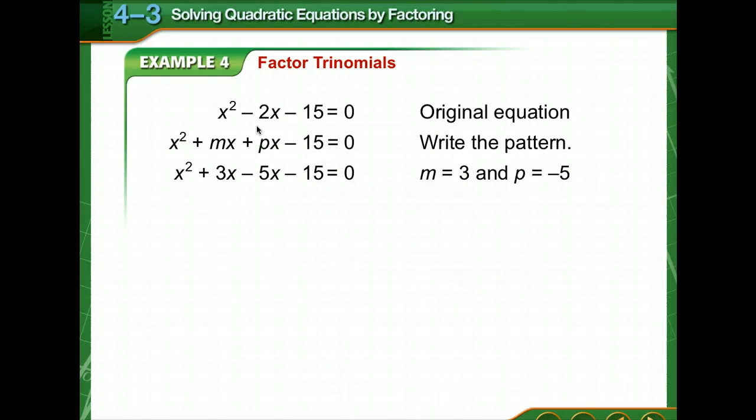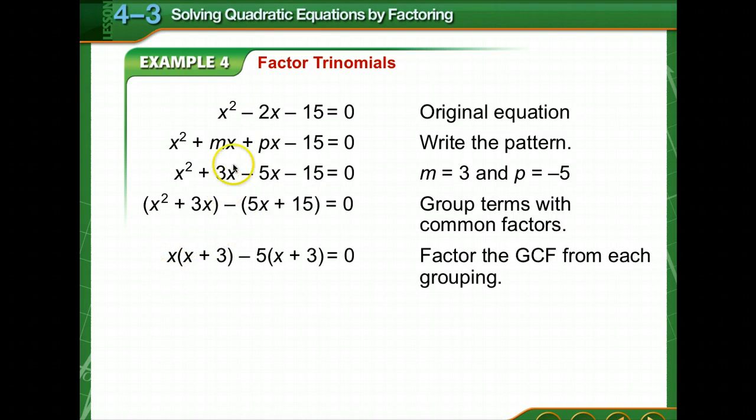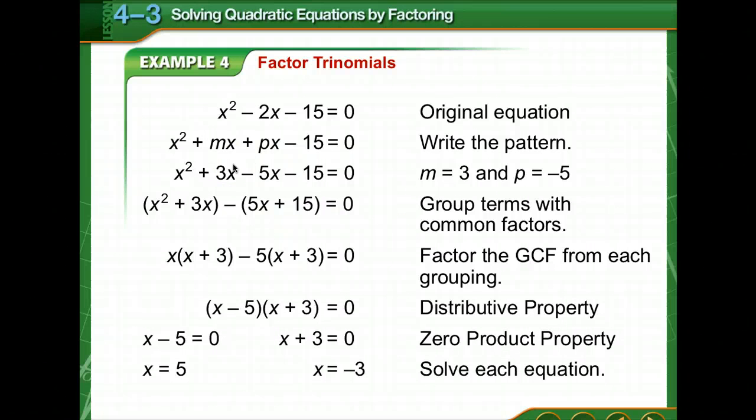So we're going to end up with 4 terms using the AC method. Then we're going to group them, factor out what we can out of each grouping. Then we're going to set them each equal to 0. So our answer is 5 and negative 3.